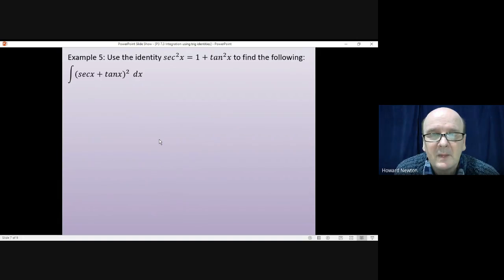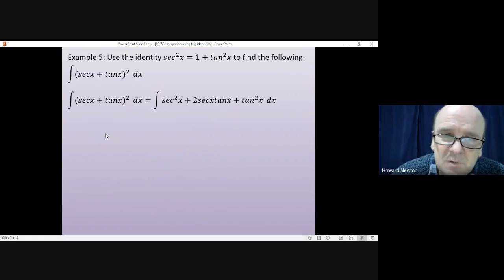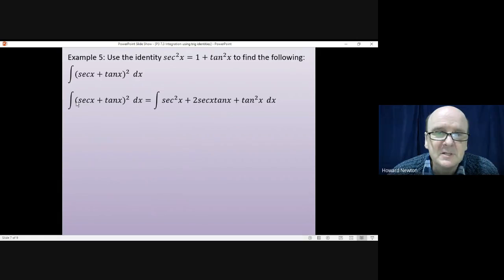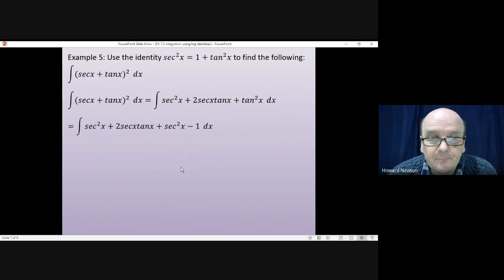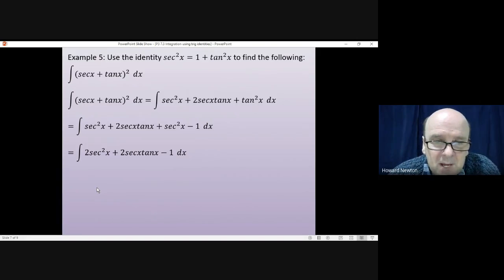Okay, let's have a look. Well, the first thing to do is just to multiply out the brackets. So sec x plus tan x all squared will give me sec squared plus 2 sec x tan x plus tan squared x. Tan squared x is sec squared x minus 1, using the identity up here. And joining those together will give me the integral of 2 sec squared x plus 2 sec x tan x minus 1. Both of these are standard integrals.